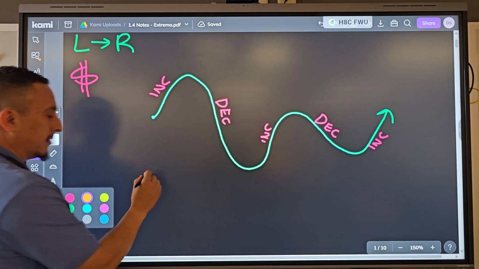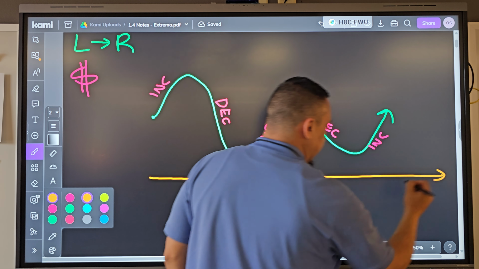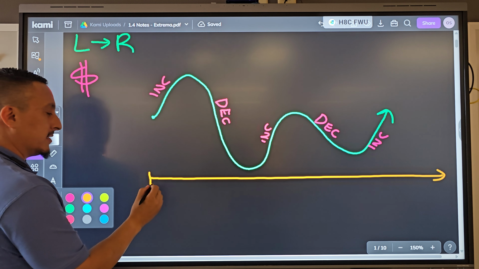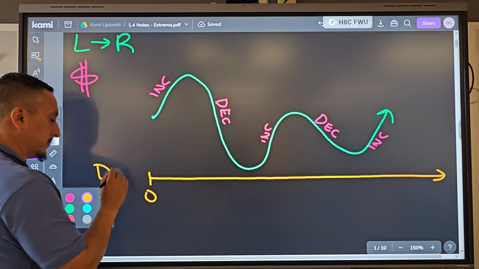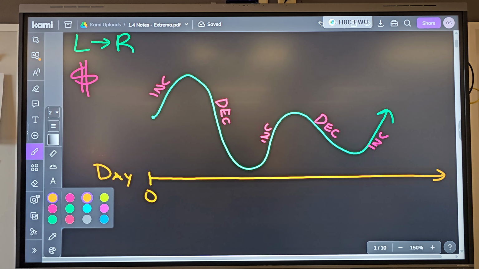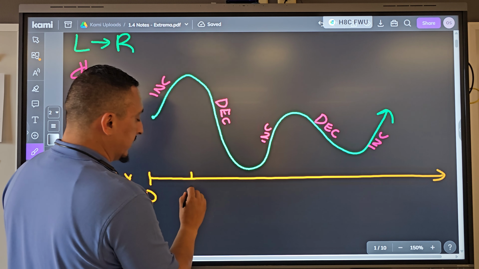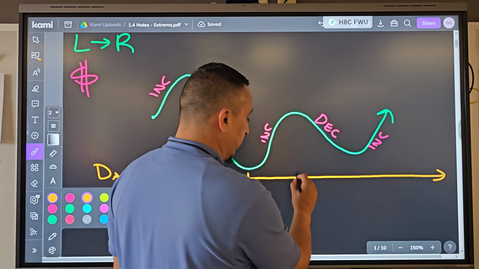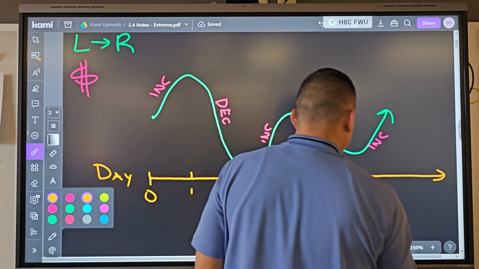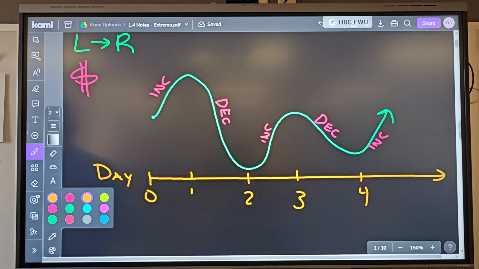Now, let's draw an axis right here, and let's say this is day 0. So we started with our money on day 0. And then at day 1, this happened, at day 2, this happened, at day 3, this happened, and at day 4, this happened. So just put those dates at those fluctuation points.